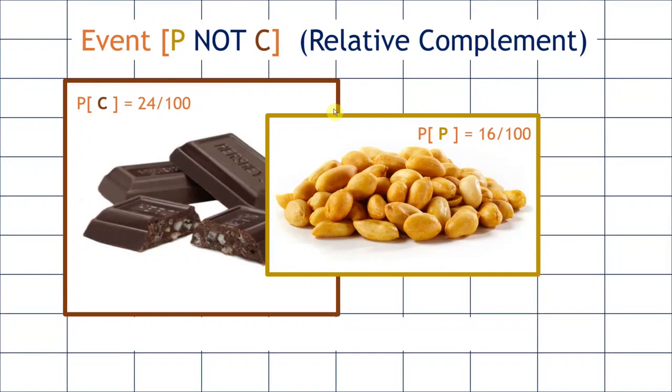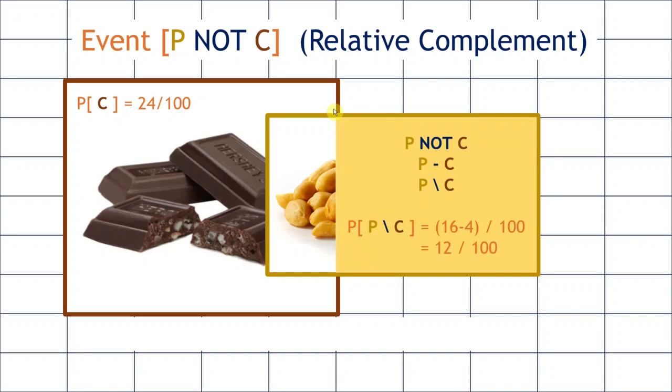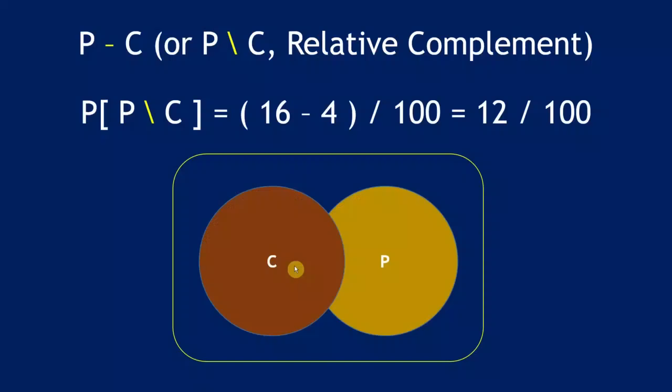Same thing. Another example of relative complement is P not C. So those who like P but do not like chocolate will be this region. And we will write it as P minus C, P backslash C. And then we'll take the entire region of P. So this entire region is 16. But then the overlap over here is 4. So 16 minus 4 is 12, or divided by 100 is 12%. P minus C, or P backslash C, refers to this region over here.